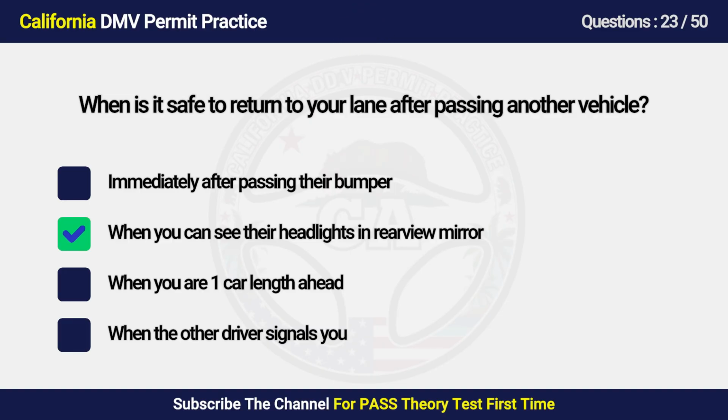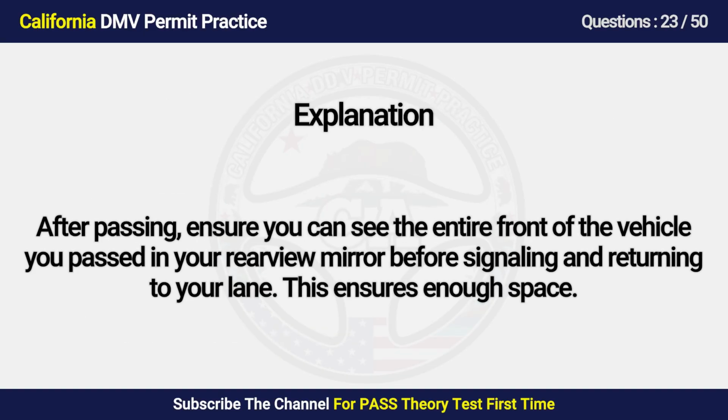Answer is B. When you can see their headlights in mirror. After passing, ensure you can see the entire front of the vehicle you passed in your mirror before signaling and returning to your lane. This ensures enough space.